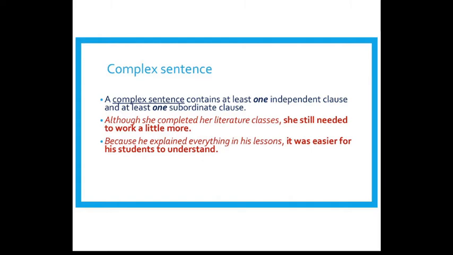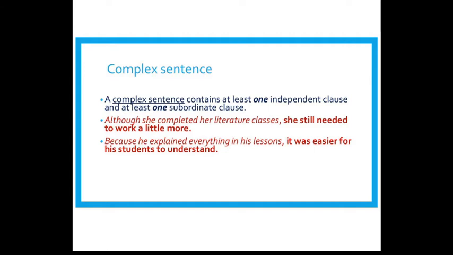Now we can move forward to examples of complex sentences. What is a complex sentence? A complex sentence contains at least one independent clause and at least one subordinate clause. So remember in your mind that one independent clause and one subordinate clause make a complex sentence. Let's look at the examples. Although she completed her literature classes, she still needed to work a little more. Because he explained everything in his lessons, it was easier for his students to understand. So what we can see is that there are two parts.